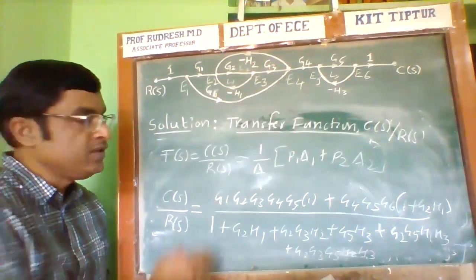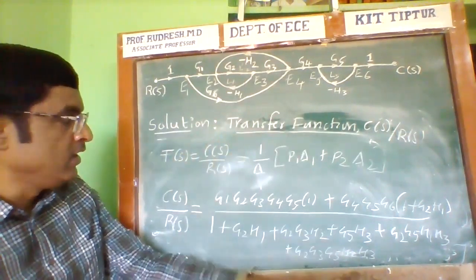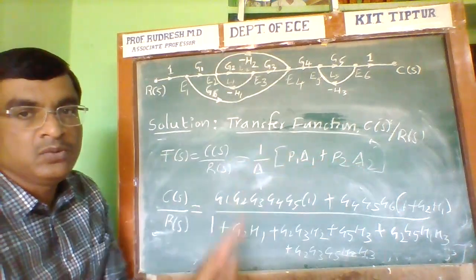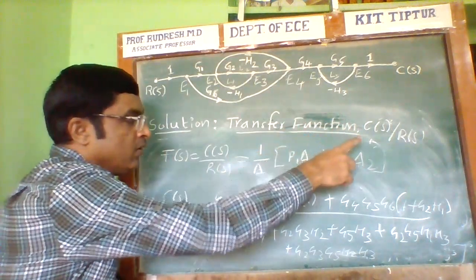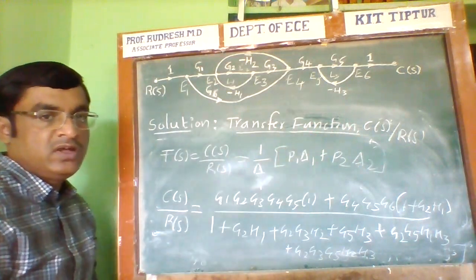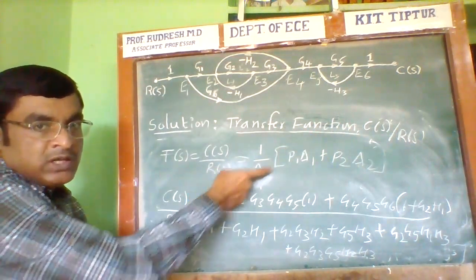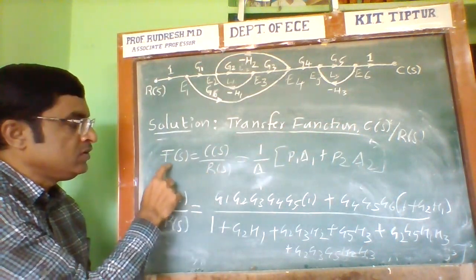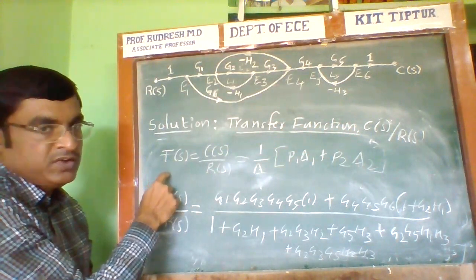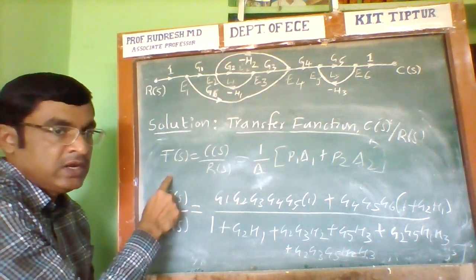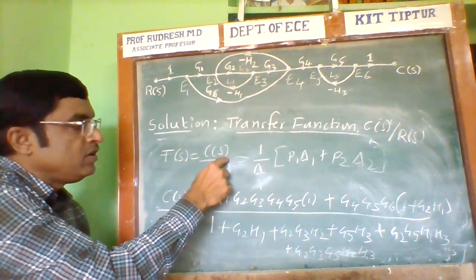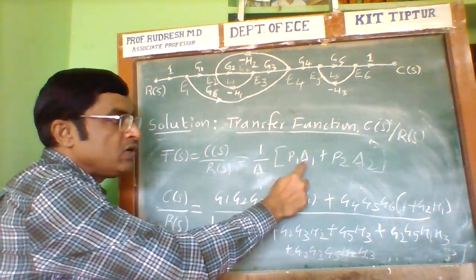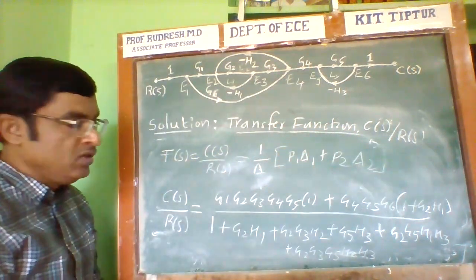The last step is to calculate the transfer function. Once we calculate delta, delta 1 or delta 2, and P1 or P2, then we substitute these values in the formula, already written in the first step. T of S denotes the transfer function. T of S is a convention used for indicating the transfer function. C of S, the Laplace transform of the output to the input, is equal to 1 over delta times P1 into delta 1 plus P2 into delta 2. This is the formula.